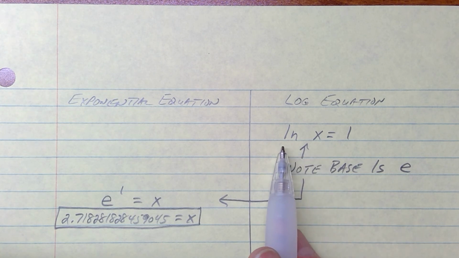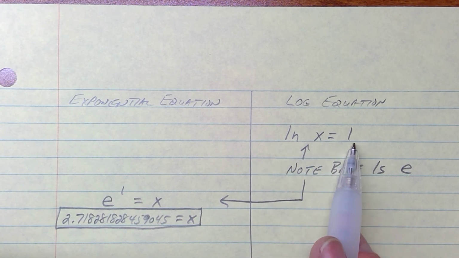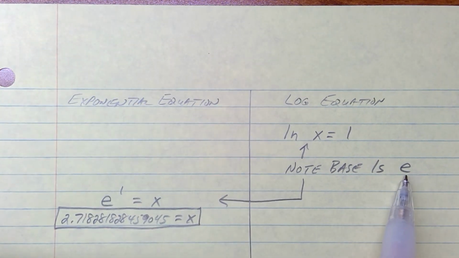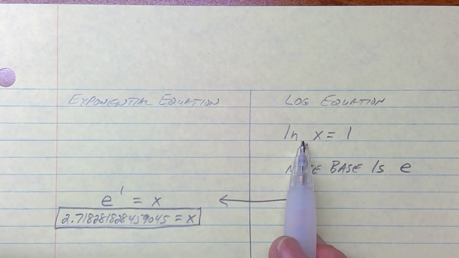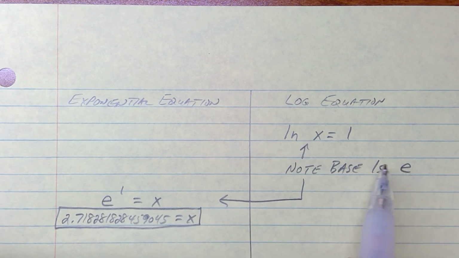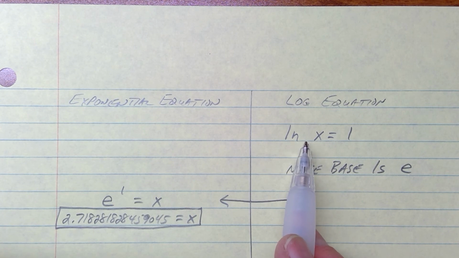All right, so here's what it looks like. That first one, natural log x equals 1. Note the base is e. It's 2.72, but we don't want to use any kind of rounded number. We're just going to put an e there. Actually, we don't put the e. We understand that e is there. So we understand that weird 2.72 e number is right there.